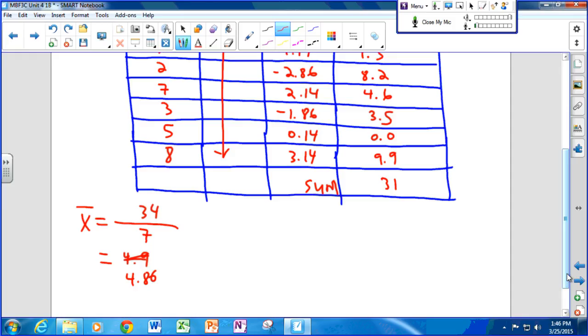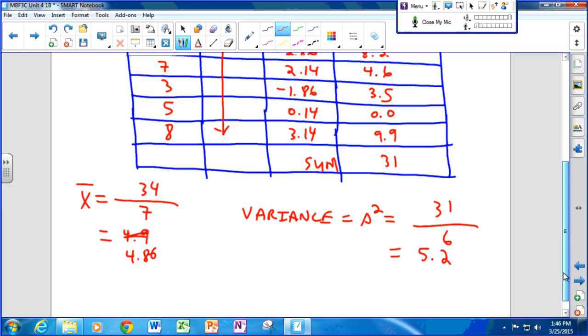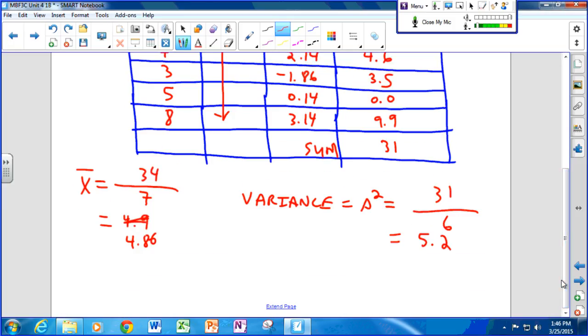The variance, which is s squared, is equal to the sum divided by the number of items minus 1. Okay. Don't forget that. And so it's going to be 5.2. And I still have that number in my calculator.